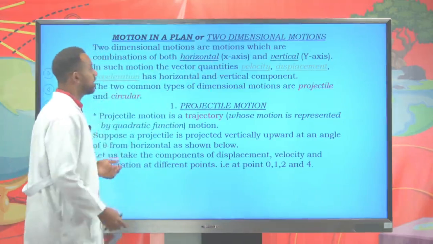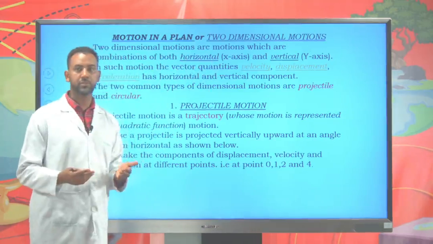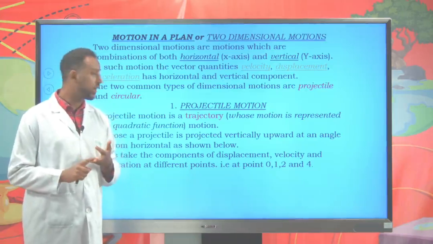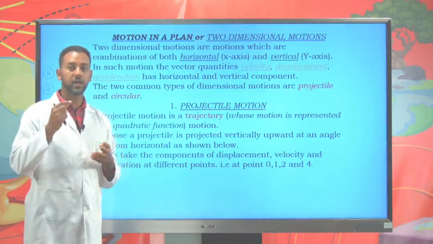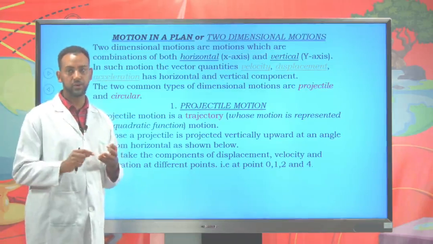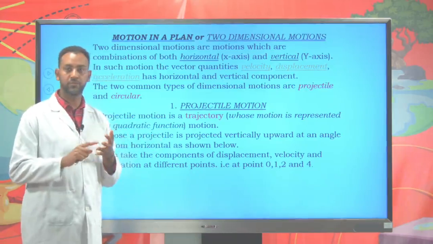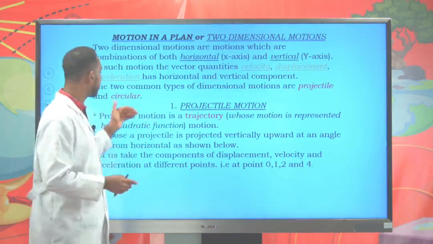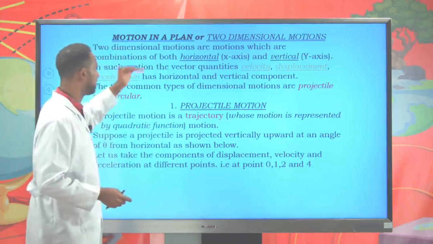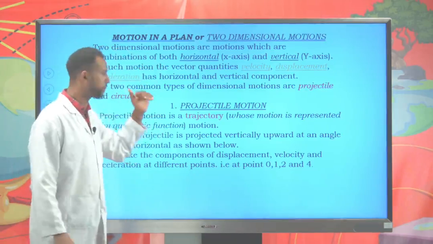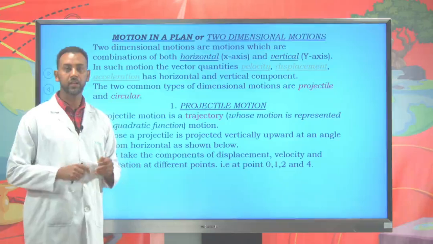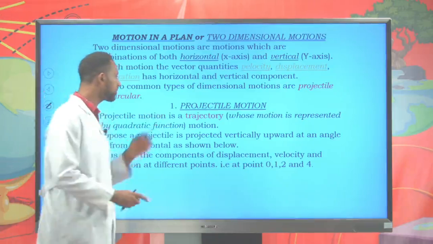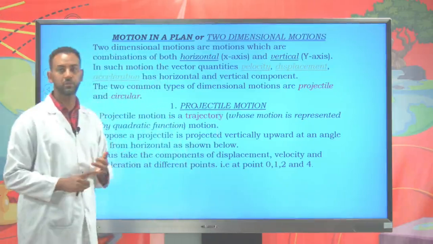So in such motions, we have different quantities. Previously, we have seen the basic parameters: the displacement, the velocity, and the acceleration. All these have horizontal and vertical components. So displacement has horizontal and vertical components, velocity as well, acceleration as well. We'll try to see those things in motion in a plane, or two-dimensional motion. The two important two-dimensional motions are projectile motion and circular motion. So first let's see projectile motion.